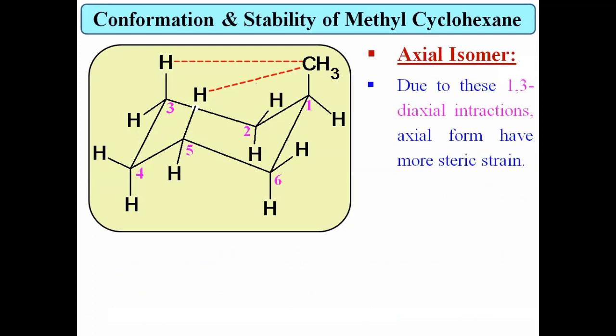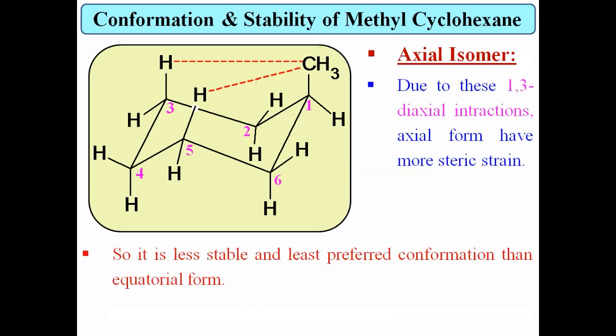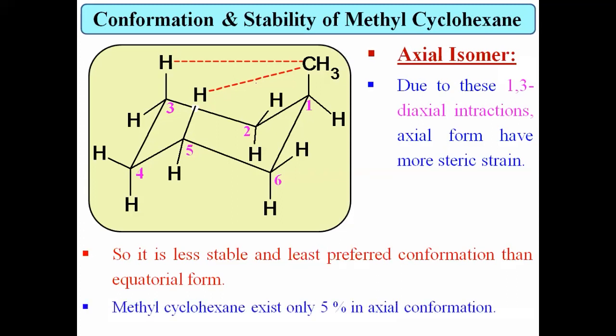Due to this 1,3 diaxial interaction, axial form has more steric strain, म्हणून त्यामध्ये steric strain जास्त आहे, steric hindrance आहे, steric strain जास्त आहे, and so it is less stable and the least preferred conformation compared to equatorial. It has only 5% contribution, and thus methylcyclohexane exists only 5% in axial conformation.